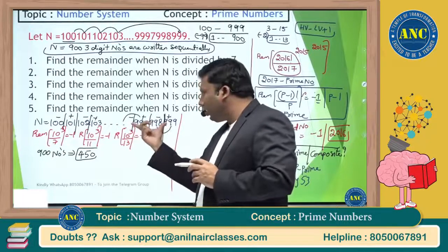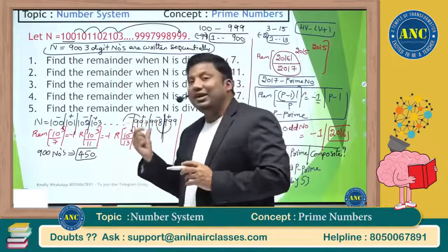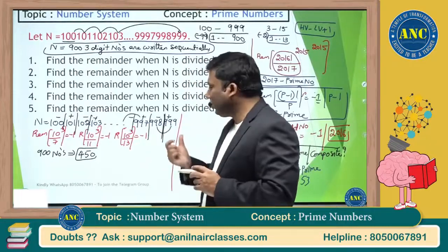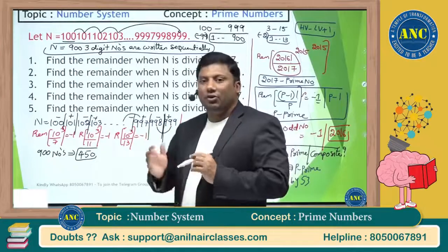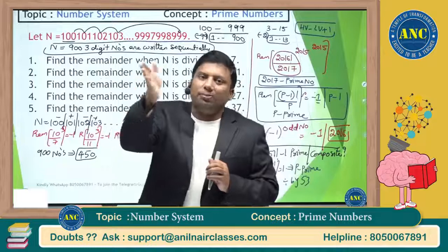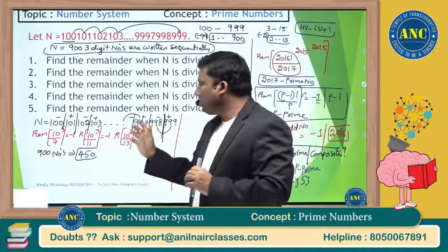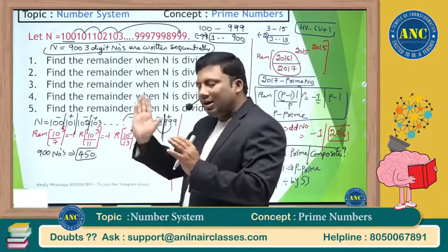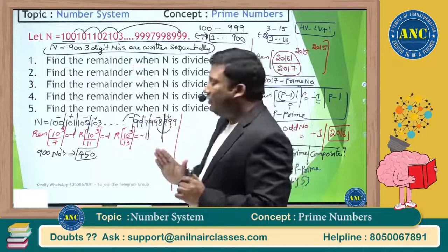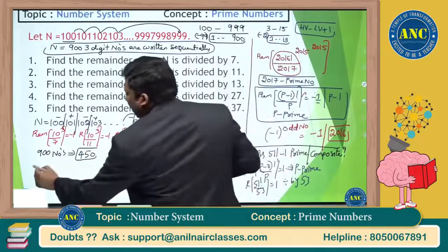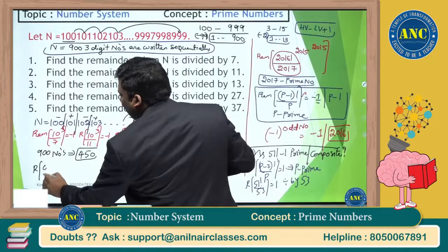If I take 4 numbers, I get answer 2. If I take 6 numbers, I will get answer 3. So half of them will give you that. With 900 numbers, the answer is 450. So it should be divided by 7.